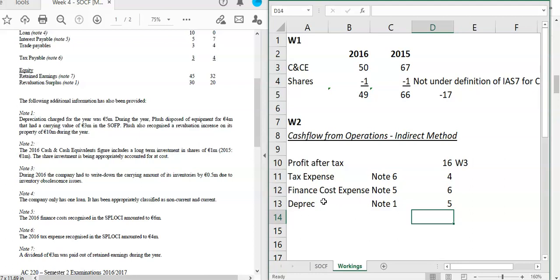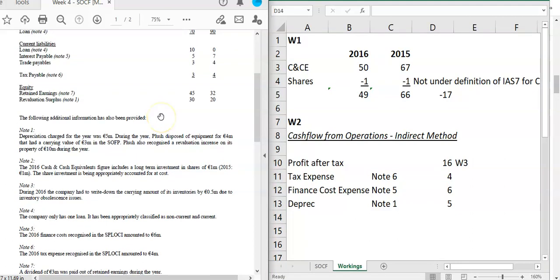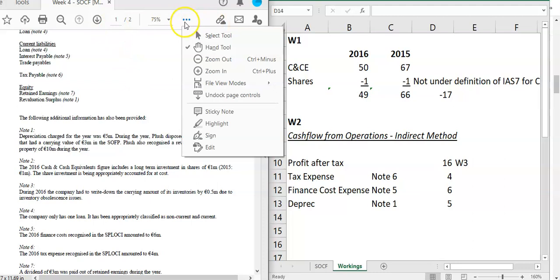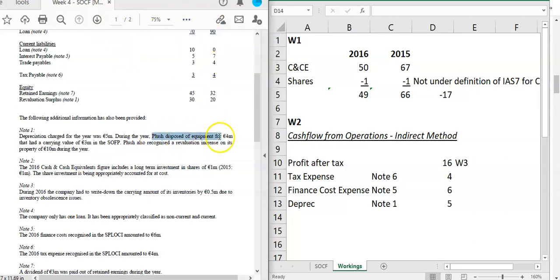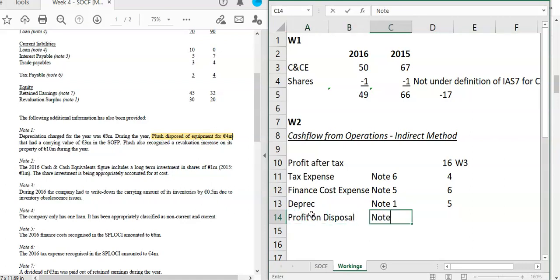Another one that you'll often see here is related to profit or loss on disposal. So during the year, Plush disposed of equipment for 4 million that had a carrying value of 3 million. Sometimes they tell you what the profit or loss on disposal is. And here they tell you they disposed of it for 4 million. That's the cash inflow. Right, so that's important. That's the cash inflow. Sold it for 4 million. Had a carrying value of 3 million. So that means you had a profit on disposal coming from note 1 of, in this case, 1 million.